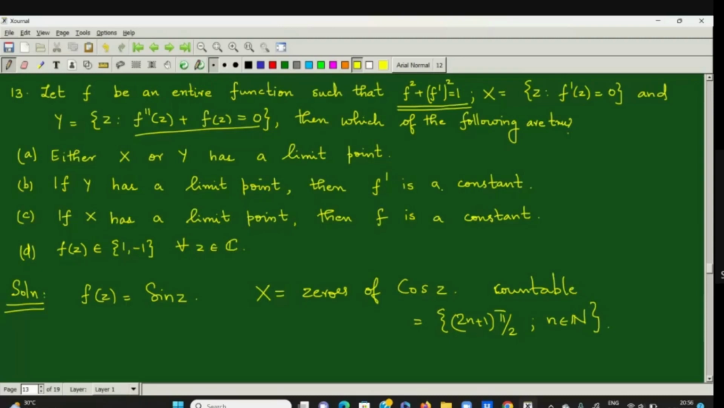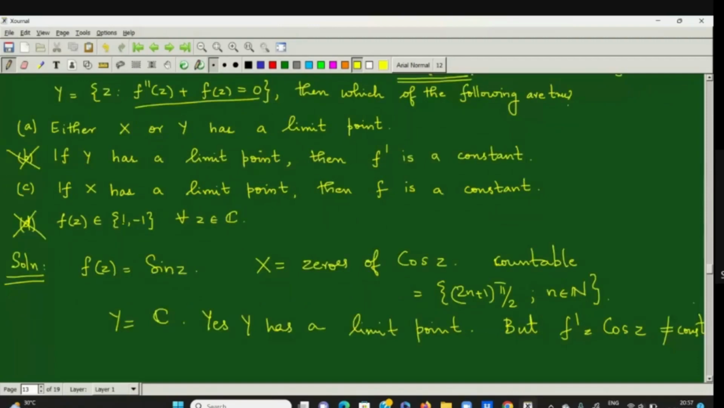Means B is wrong. Now, f z is always between 1 and minus 1? Range of sin z is the entire C. So this is also wrong. Now what we have to prove is that A and C are true.